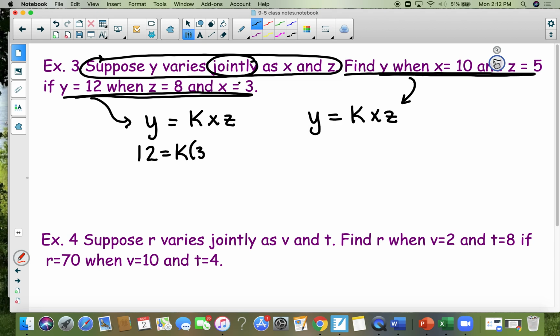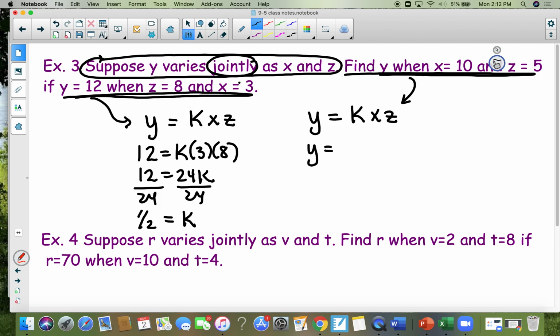X is 3 and z is 8. You get 12 equals 24k. Divide by 24. K is equal to 0.5 or a half, whichever way you want it. Now it says to find y. Well, we know that k is a half. We know that x is 10, and we know that z is 5. A half of 50 is 25.